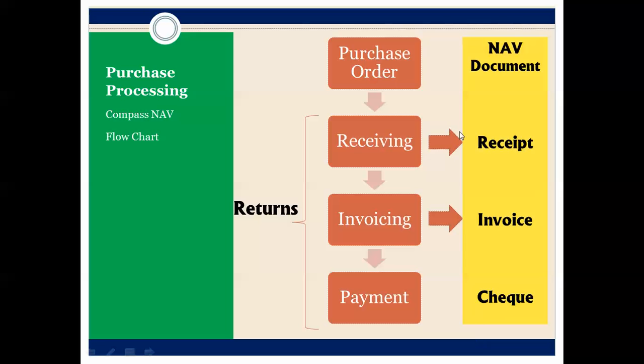Our flowchart shows us that we can return product at different stages. And if we were to return product at the point after we've received them, we'd have to reverse a purchase receipt. If we were to return product after it's been invoiced or paid, we would have to create a credit memo to reverse the posted invoice. So let's walk through each of these scenarios. What we'll do first is we'll process a return that's only been received and hasn't been invoiced yet.